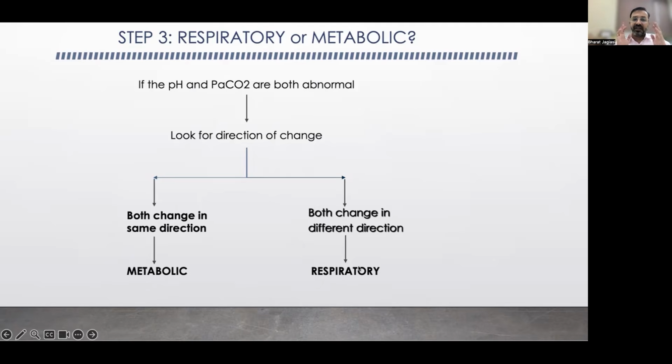So whenever there's a change in pH, always look for the PaCO2. If the PaCO2 and the pH are in the same direction, that is, both increasing or decreasing from the normal value, it's a metabolic component. If the pH and PaCO2 are going in opposite directions, one going up, that is increasing, and the second going down, that is decreasing, or vice versa, it is a respiratory component.